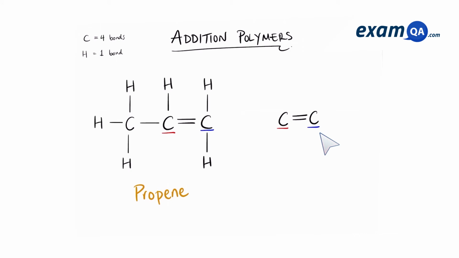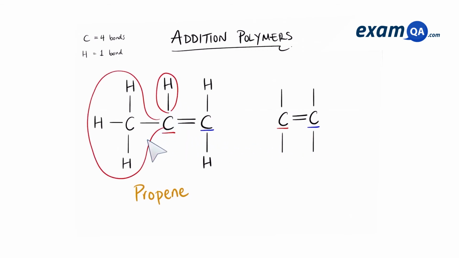Next, we have to draw 2 bonds above and below each carbon. Finally, we have to identify what 2 groups are attached to each carbon. So we can see on the carbon on the left, on 1 bond there's a hydrogen. The rest of it is a CH3, so we can write that as CH3. As for the carbon on the right, that's quite easy. All you have is a hydrogen above and a hydrogen below. Remember that this is still propene. All we've done is put it in a form that will make it easier for us to draw it as a polymer.